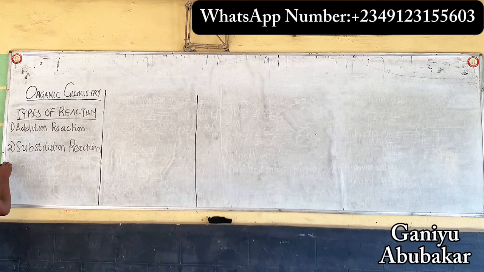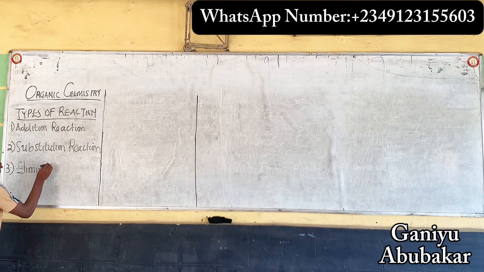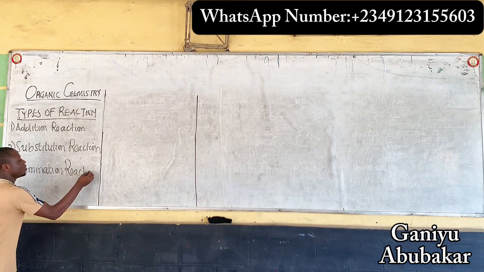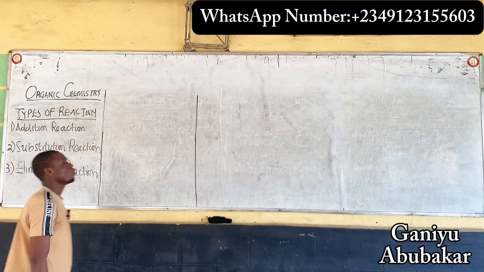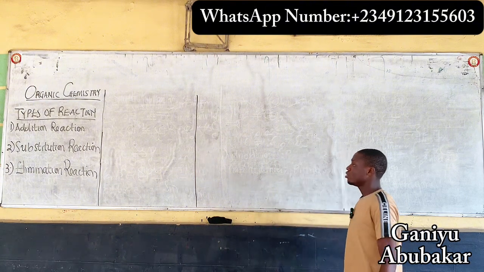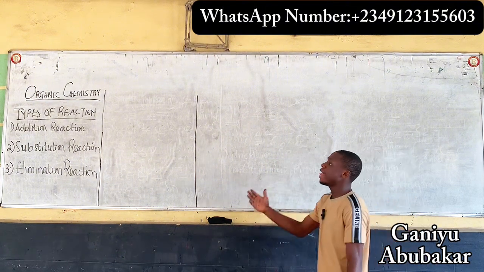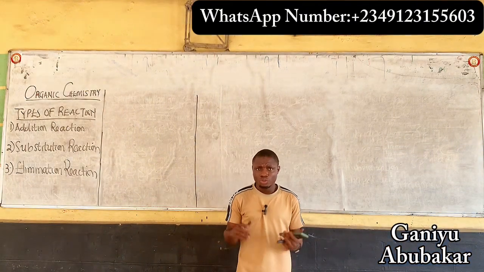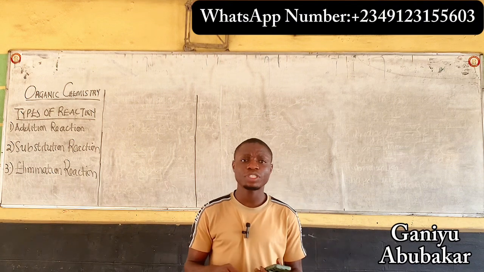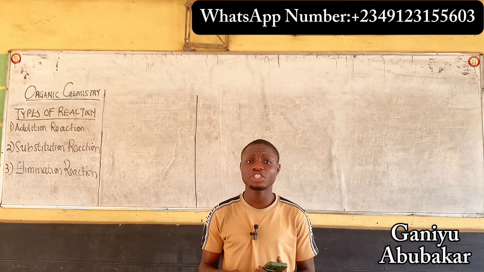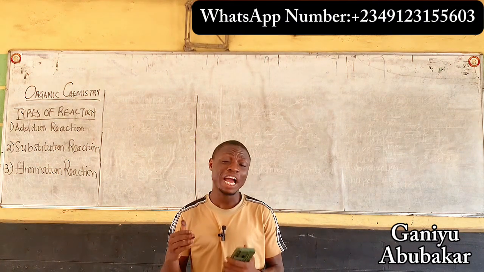And finally, the last one we have is what we call the elimination reaction. These are the 3 types of reaction in organic chemistry. We have addition reaction, substitution reaction, and elimination reaction. When it comes to types of reaction, there are 3: the addition reaction, the substitution reaction, and the elimination reaction.